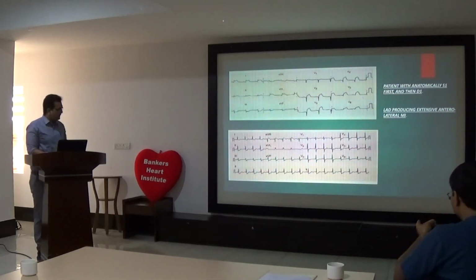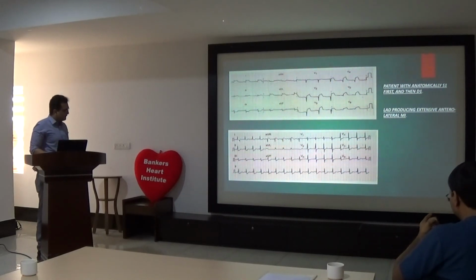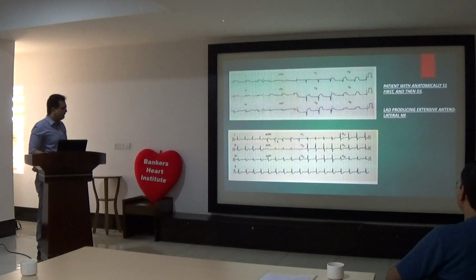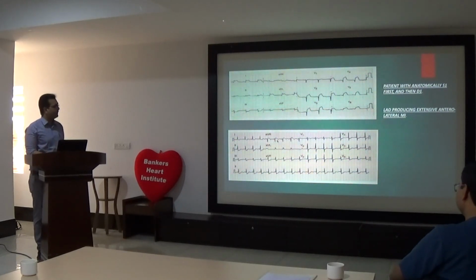Now, in this ECG, there is significant ST depression seen in leads 1, AVL, 2, 3, AVF as well as the anterolateral leads, with only ST elevation seen in lead AVR. So this ST elevation only in lead AVR with corresponding ST segment depression seen in all other leads signifies left main coronary artery occlusion.